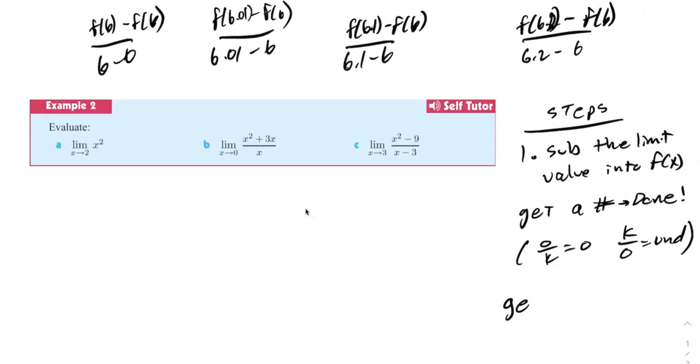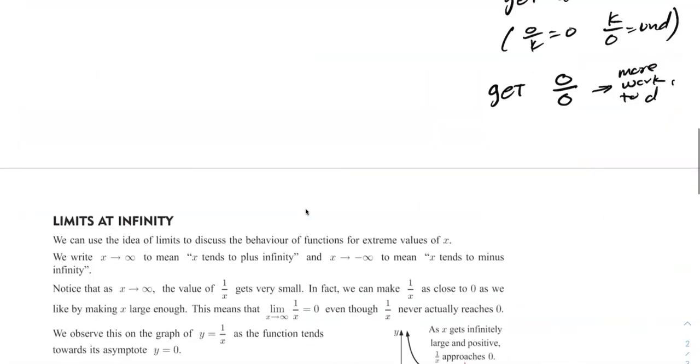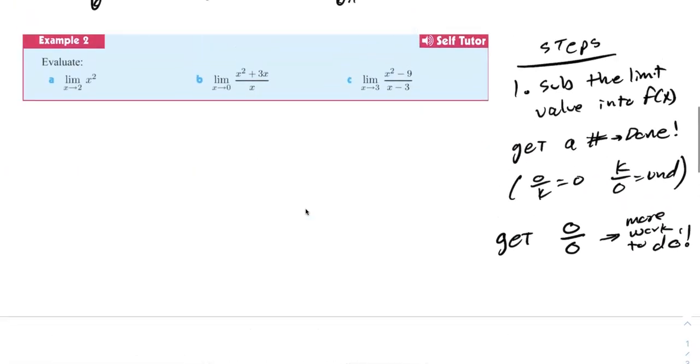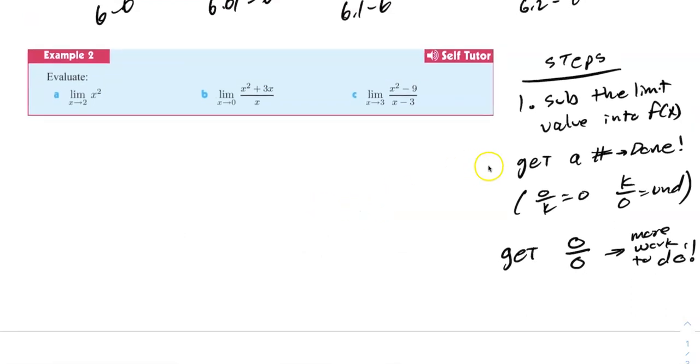But if you get 0 over 0, then you have more work to do. So you're not done. Oops, that always happens. I'll talk about the more work to do in a second, but that's the general rule. If you're evaluating a limit at a constant, all we're going to do is plug your value in. If you get a number, you're done. So you get 30, 14, 1/2, doesn't matter. You get 0, you get something over 0, undefined, you're done.